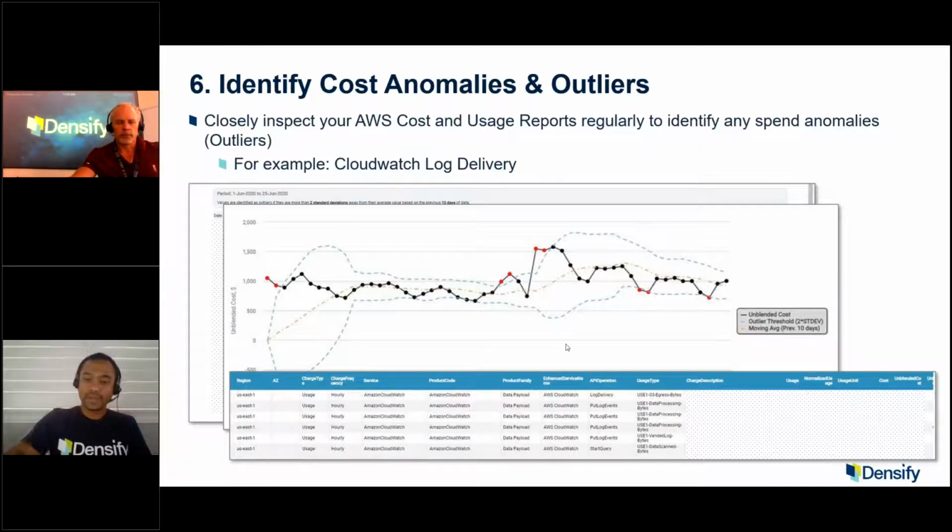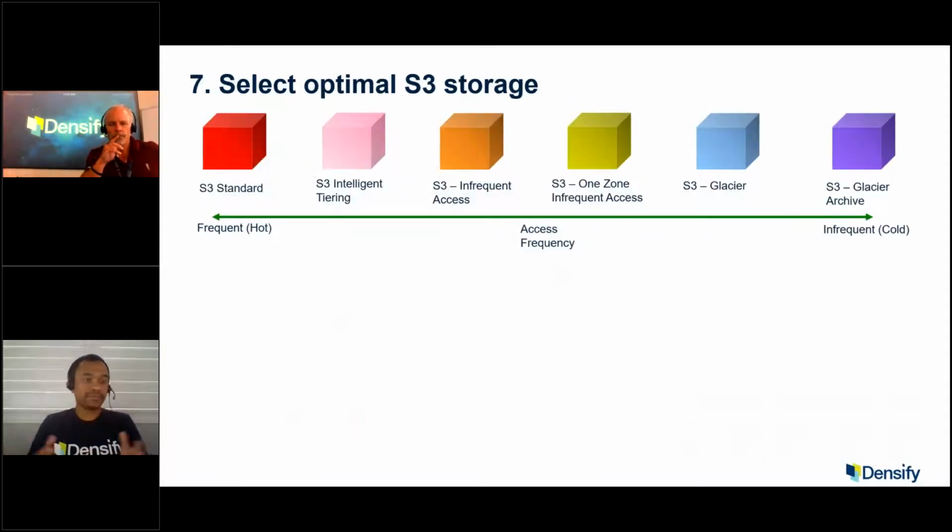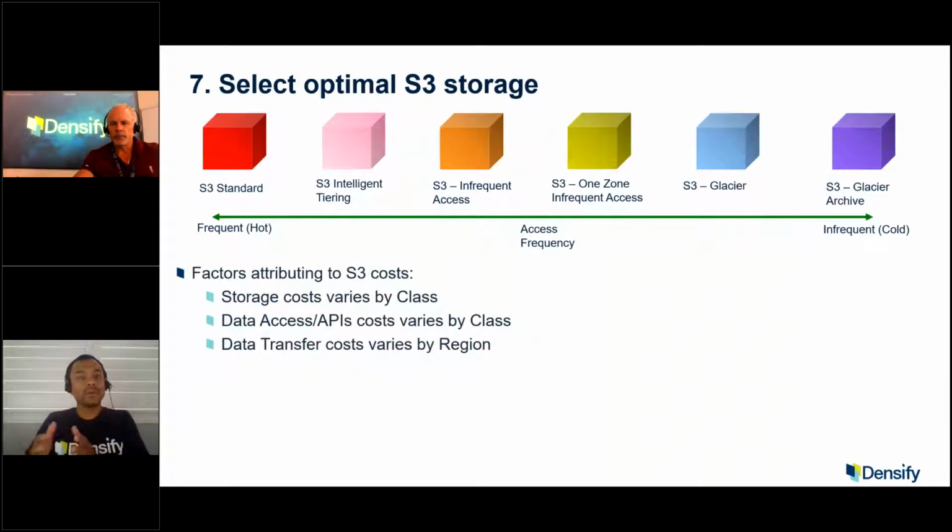So moving forward, what else can we do here? Well, S3 storage. S3 is one of the very, very common storage services that we come across with a lot of our customers. And it's actually one of the very first AWS services that I recall came out. What happens with S3 is that customers are not aware that there are various storage tiers out there. And these are the storage tiers that you can see. There's S3 Standard, S3 Intelligent-Tiering, S3 Infrequent Access, One Zone Infrequent Access, Glacier, and Glacier Archive.